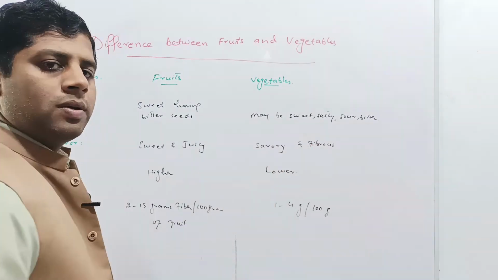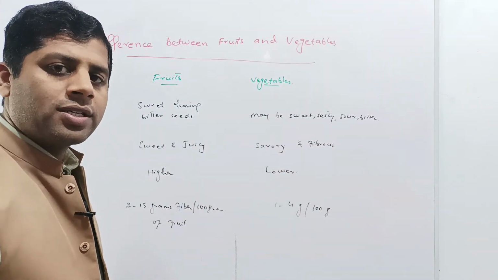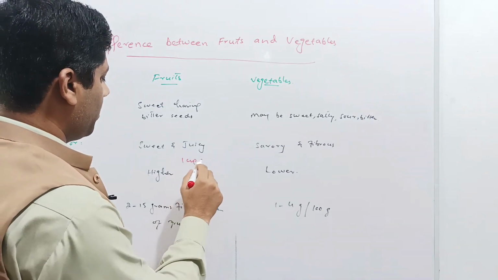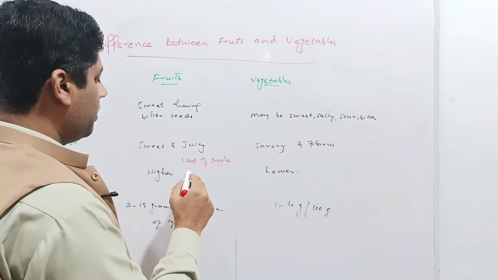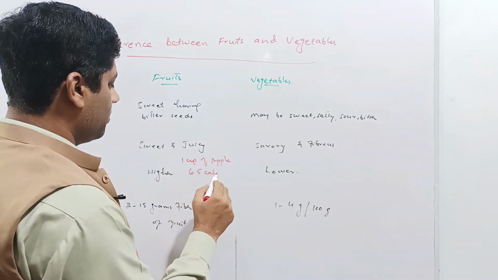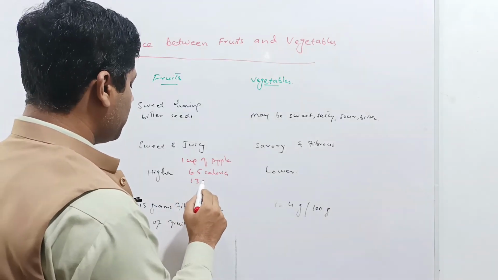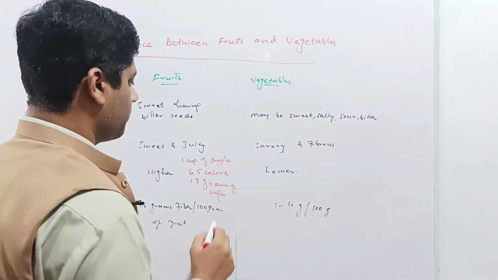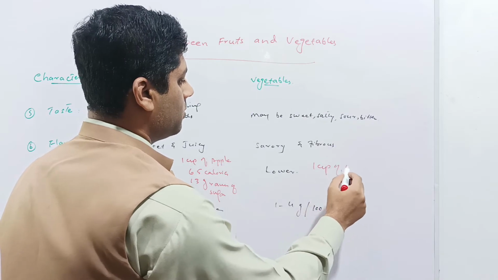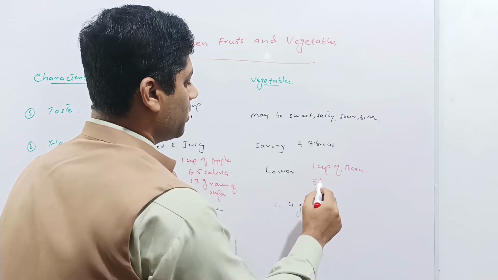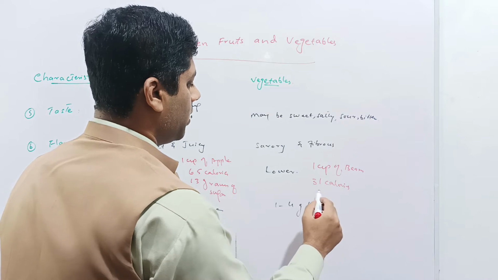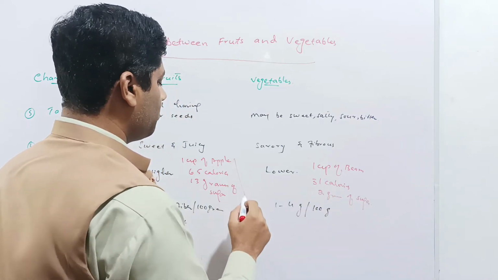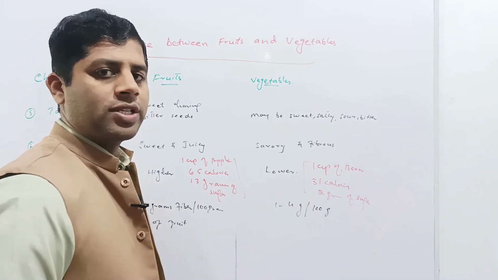Next is the energy. The energy content of fruits is higher as compared to vegetables. For example, 1 cup of apple produces 65 calories of energy and 13 grams of sugar, while 1 cup of beans only produces 31 calories of energy and only 2 grams of sugar. So there is a big difference between the energy and sugar content of fruits and vegetables.